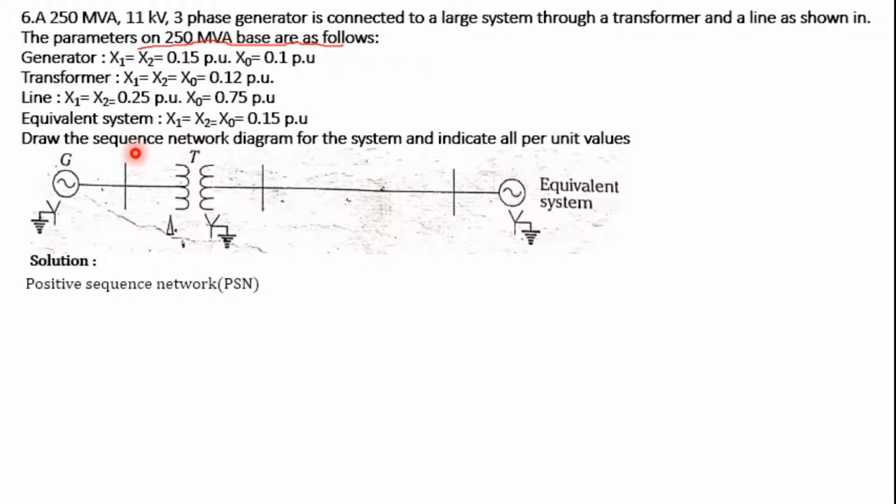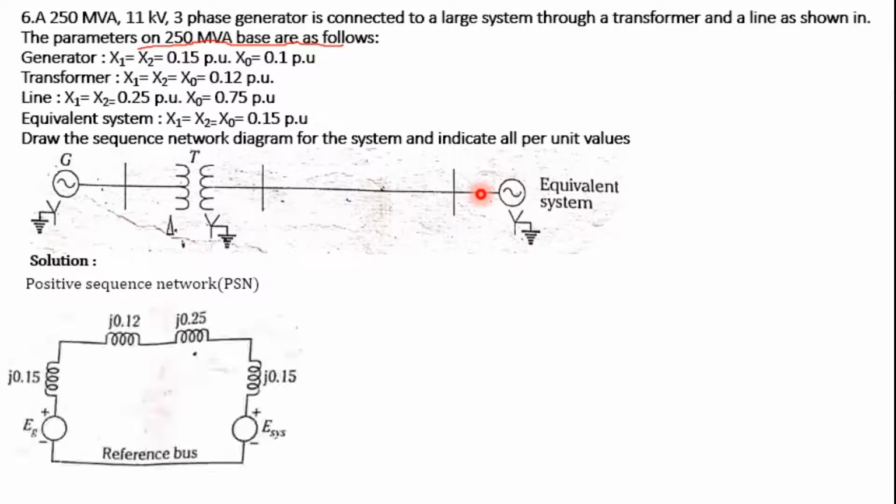So let us solve the positive sequence network. For the generator we need to consider reactance and source of EMF, and for the transformer and transmission line it is just reactance, and the equivalent system is like a generator, so we consider series reactance and source of EMF. So this is the generator having positive sequence of 0.15, for the transformer it is 0.12, for the transmission line it is 0.25, for the equivalent system it is 0.15. So this is the generator EMF, the source of EMF, and this is for the equivalent system.